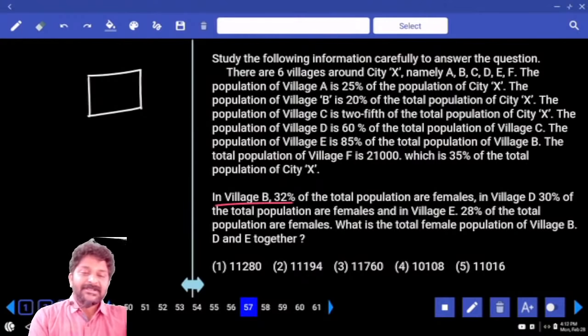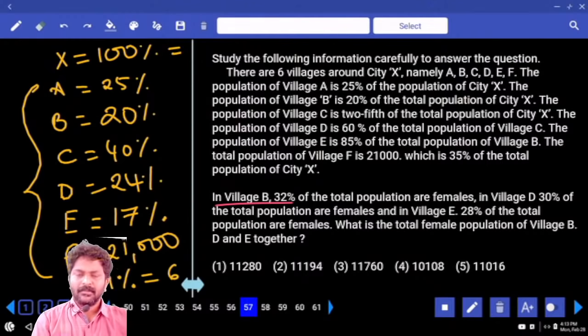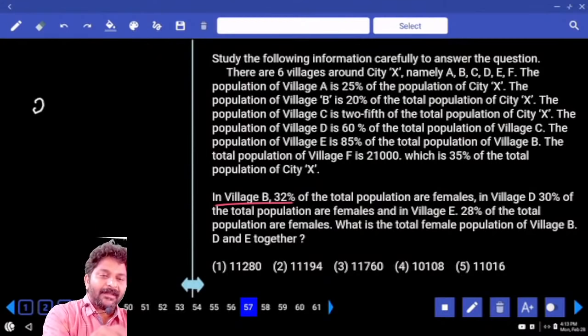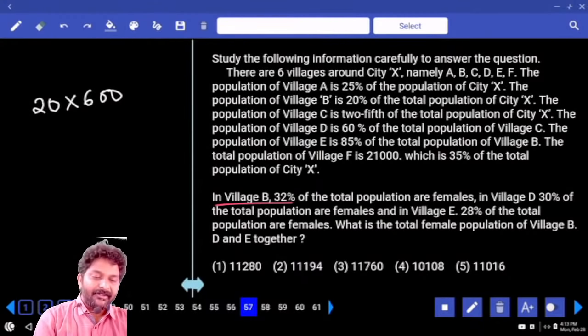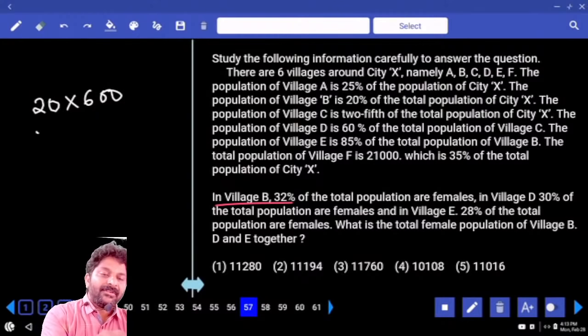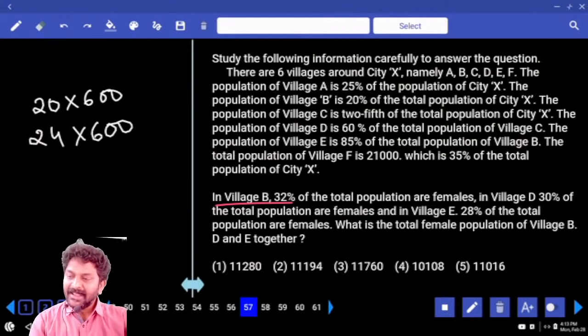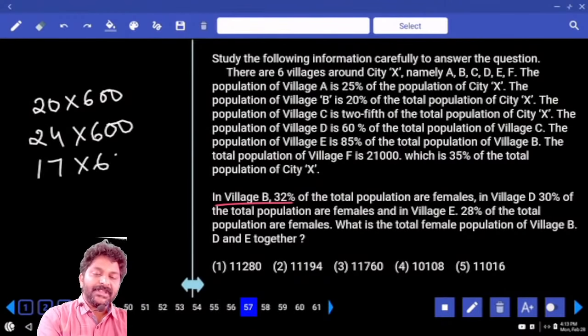విలేజ్ బి. విలేజ్ బిలో టోటల్ ఎంత? 20% అంటే 20 into 1%. నెక్స్ట్ డి. విలేజ్ డిలో ఎంత? 24%. 24 into 600. Next, village E. 17. That is 17 into 600.